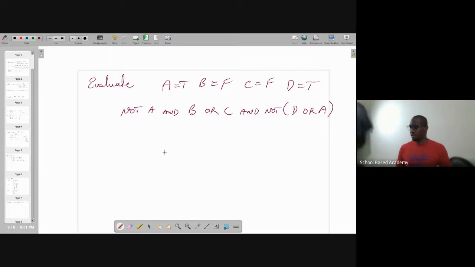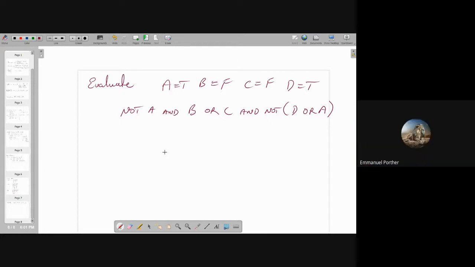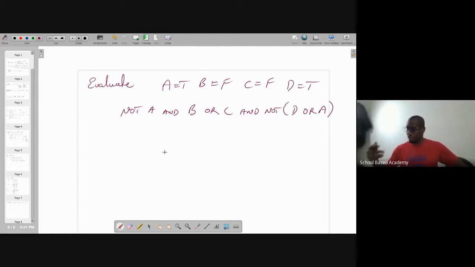Well, so first of all, go ahead. I was going to say you have to look at the brackets first. Right, so we have to look at the brackets first. Well, maybe the first thing we should do is fulfill the substitution. Okay, so let's write it out as it should be: not true and false, or false and not true or true.